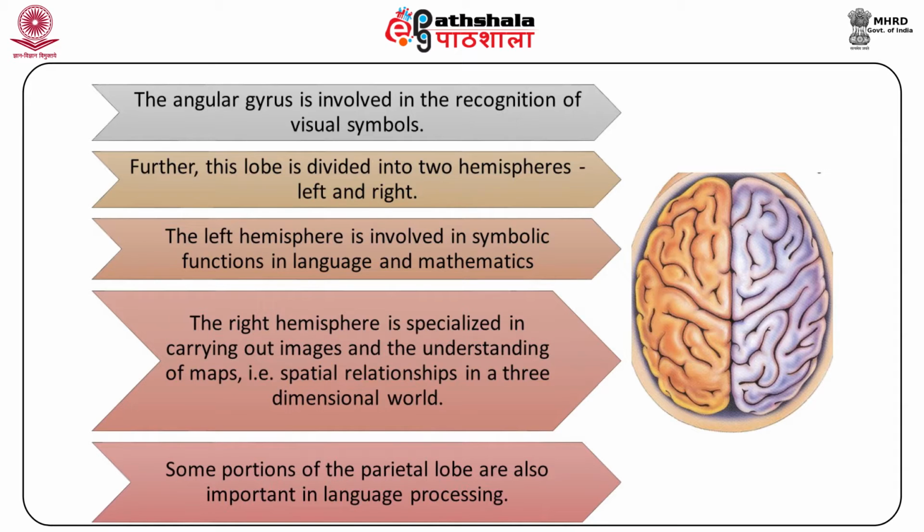Further, this lobe is divided into 2 hemispheres, the left and right. The left hemisphere is involved in symbolic functions in language and mathematics. Meanwhile, the right hemisphere is specialized in carrying out images and the understanding of maps, that is, spatial relationships in a 3-dimensional world. Some portions of the parietal lobe are also important in language processing.